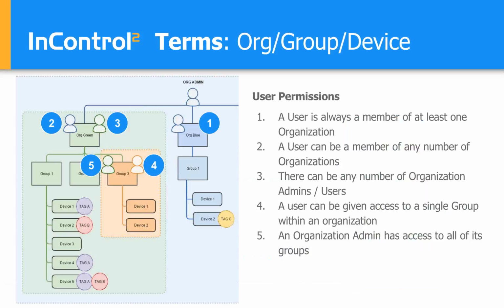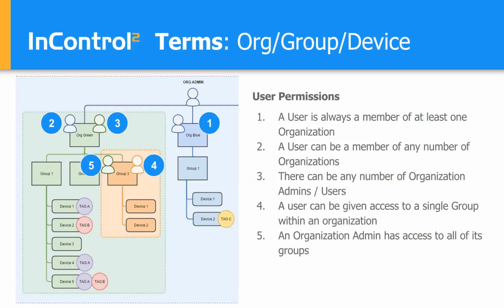Now with users specifically, again, a user is always a member of at least one organization. And the organization is the overall umbrella of your groups of Peplink devices. A user can be a member of multiple organizations. You can have rights to view multiple overall accounts. And within an organization, there can be any number of admins and users. There's not a hard-coded number of people that can be associated to a particular account.